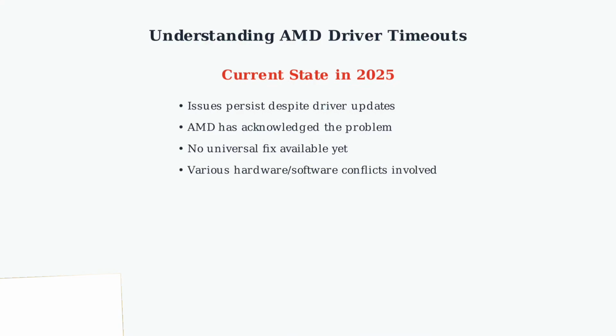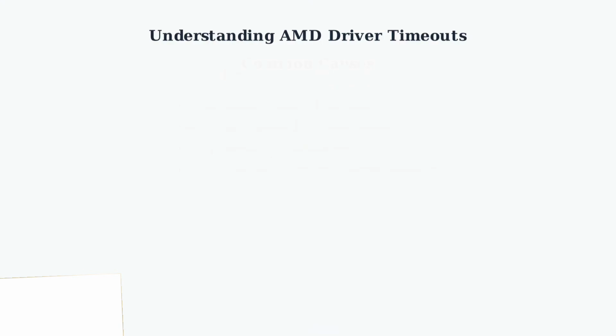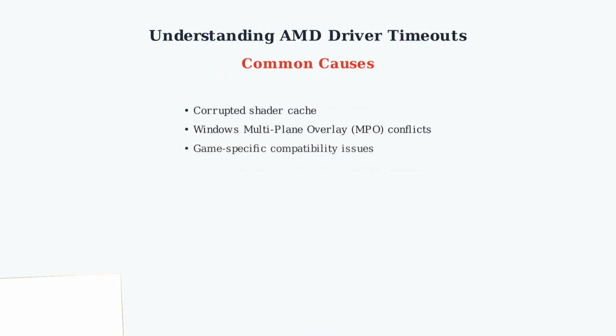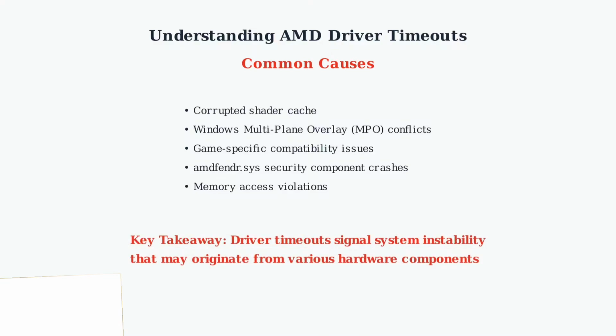AMD has acknowledged these problems, but a universal solution remains elusive due to the complex nature of hardware and software interactions. Several factors commonly contribute to AMD driver timeouts. These include corrupted shader cache files, conflicts with Windows features like multiplane overlay, game-specific compatibility problems, and issues with AMD's security component called AMDFender.sys. The key takeaway is that driver timeouts are symptoms of broader system instability. While they manifest as graphics driver issues, the root cause could be anywhere in your system's hardware or software configuration.